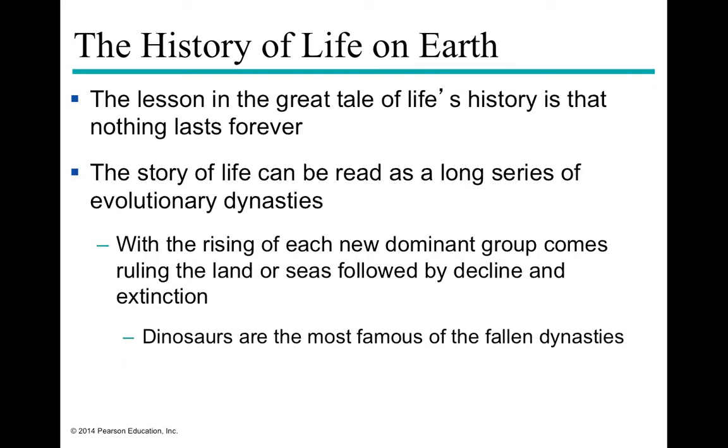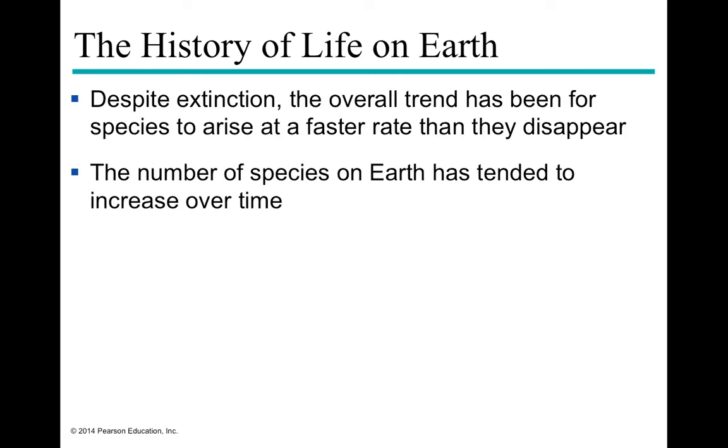And eventually, we can see that we have dynasties, right? So first we have amphibians, then we have lobefishes, then we have reptiles, then we have dinosaurs, right? Every single set of animals has its own dynasty, and with the rise of each new dominant group comes the decline or extinction of the previous one. In fact, the most famous one is, of course, the dinosaurs, but we are seeing mass extinction events on our planet today at a pretty alarming scale as well.